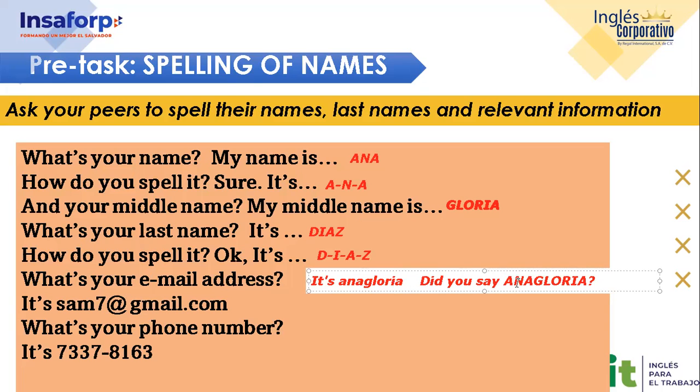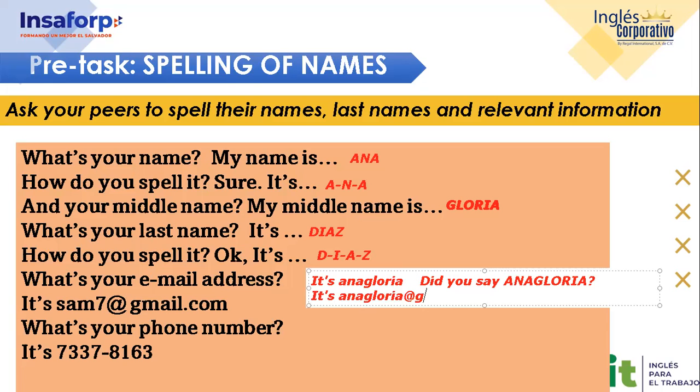Okay. So in here, Ana Gloria. Ahora, seguimos ahí. Esto lo hacen cuando quieren nuevamente que les repitan. Did you say? Okay. No. I said. Y ustedes después empiezan a hacer el deletreo nuevamente. Continue. What's your email address? Ahí lo puede decir su nombre. Okay, it's Ana Gloria, y luego agrega lo demás. It's at. La arroba.